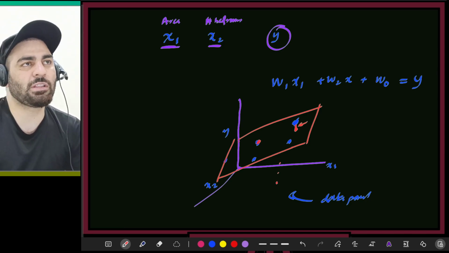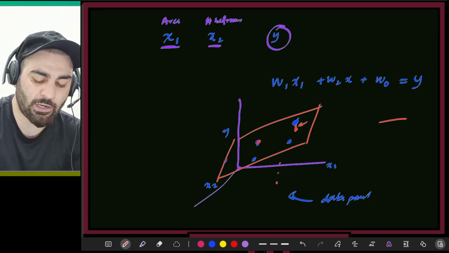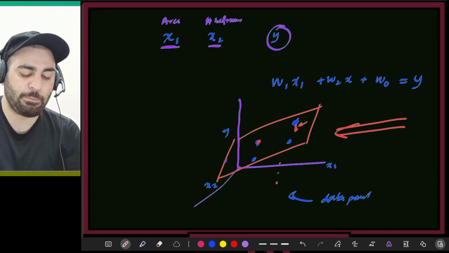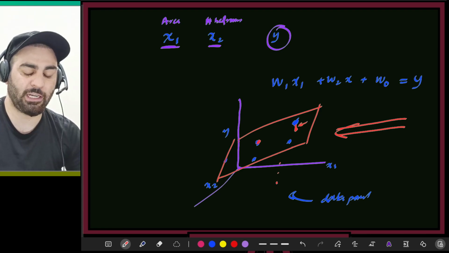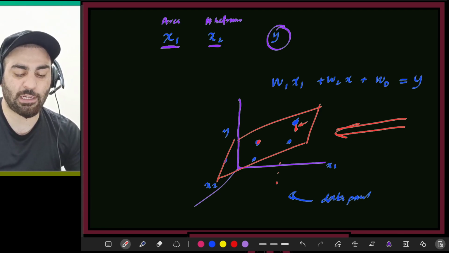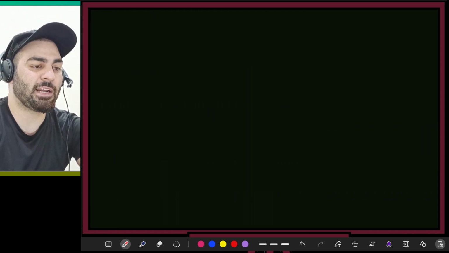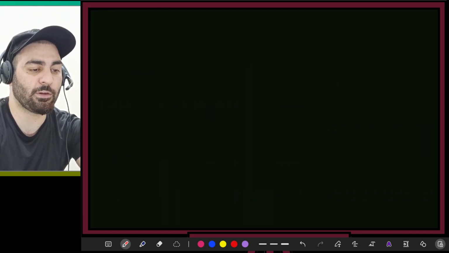So for most of the points, the error won't be 0. But what I want to try to do is fit this plane. This is as far as we can imagine; we can only imagine up to 3D. Let's show this in Matplotlib. I'll show that so that it becomes clear, because my drawing is pretty bad. So I'll show this in 3D in VS Code.